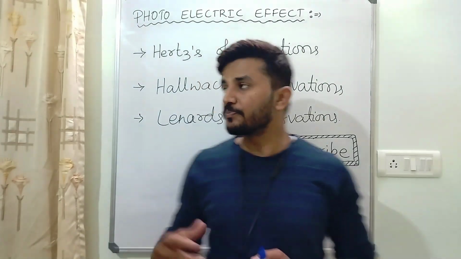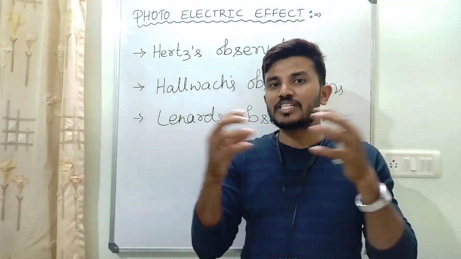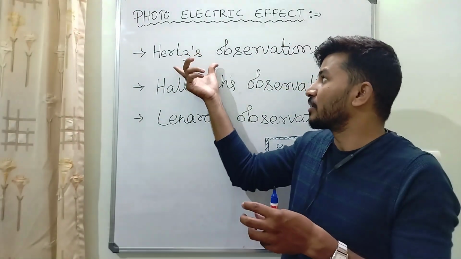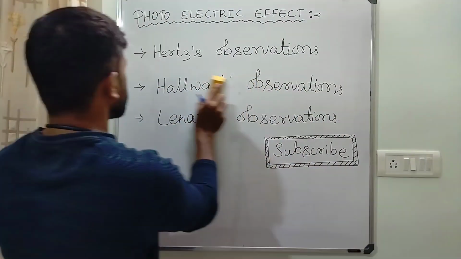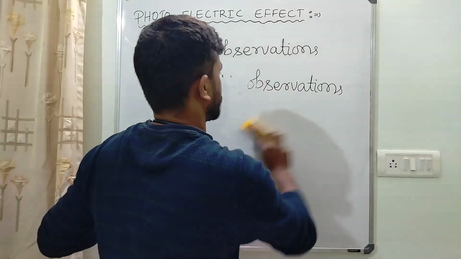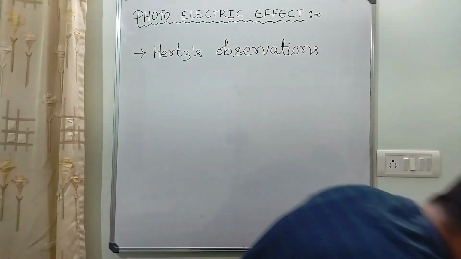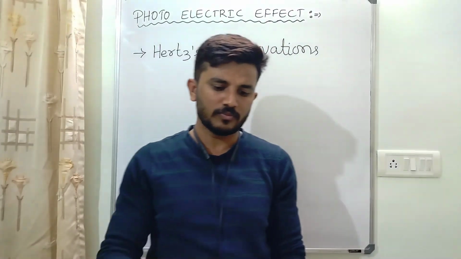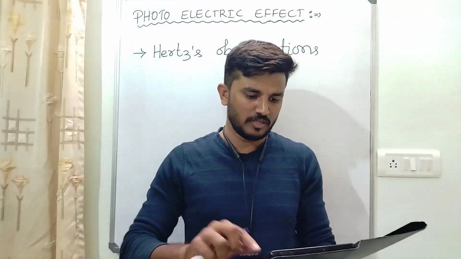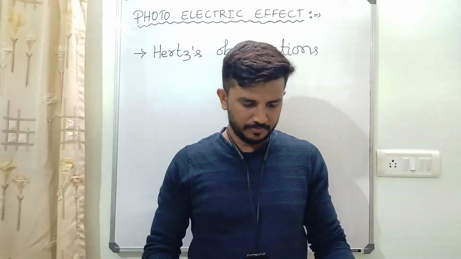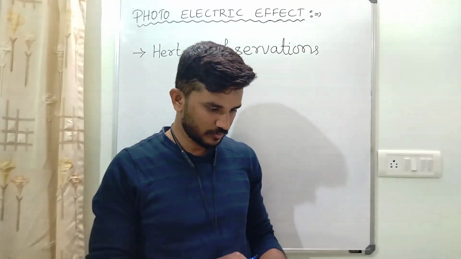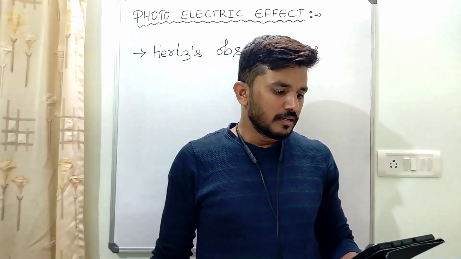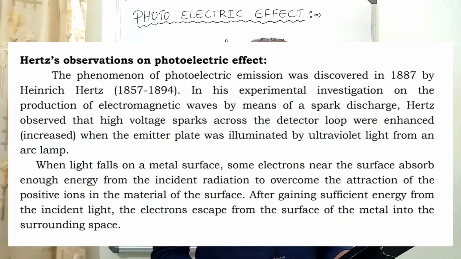First I will read out the content in this particular observation, then I will explain. So first let us take Hertz's observation. What is there in Hertz's observation? The phenomenon of photoelectric emission was discovered in 1887 by Henrik Hertz.